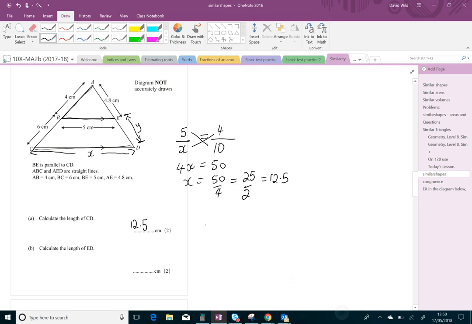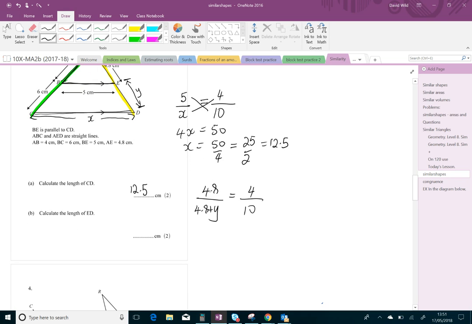So we're going to do small, 4.8, to big, which is this whole length here. That's 4.8 plus y equals small, 4, so we use this 4 here, and big, which is 10. Small over big equals small over big. Cross multiply: 4 times (4.8 plus y) is 4.8 times 10, which is 48.